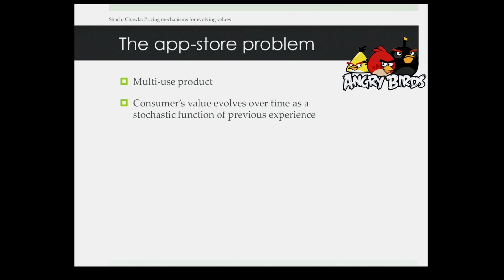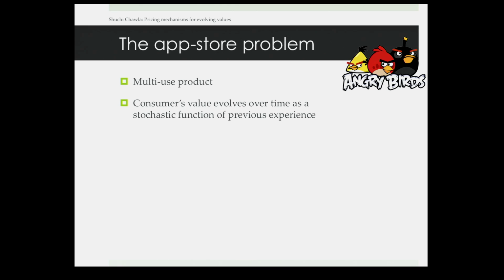Okay, so let me be more specific about the kind of problem that we study, and it's a stylized model. So we're going to imagine that the seller has an app to sell, and the buyer is going to use this app multiple times. And the buyer doesn't know what his value for the app will be in perpetuity.